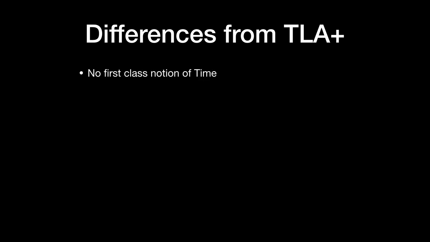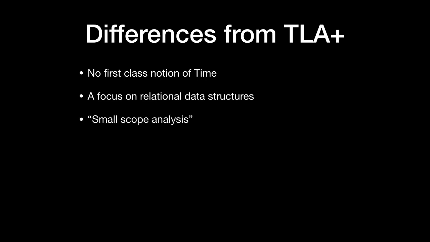Now, where is it different from TLA Plus? Well, Alloy has no first-class notion of time. And if you decide to do things with time in Alloy, this can be problematic. You can do it, but it is not fun to work with time like it is in TLA Plus. Alloy has a strong focus on relational data structures, and we'll see what I mean by that later. Alloy really likes to talk about small scope analysis, which is purposely bounding your model no matter what. In TLA Plus, we can do that with constraints, but in Alloy, it's built in. Alloy is based on a SAT solver underneath the covers, which has some incredible benefits, also some drawbacks.